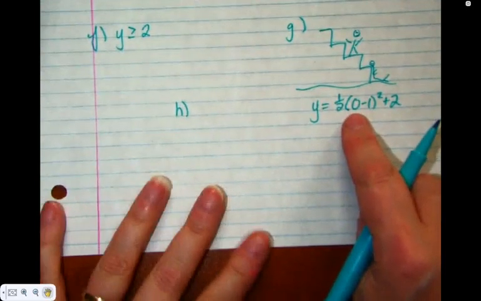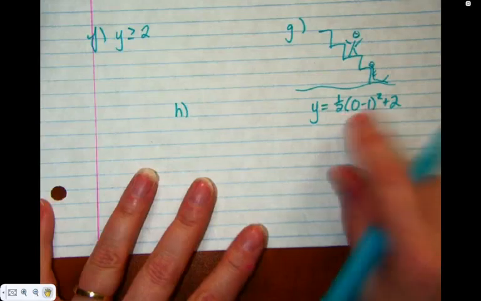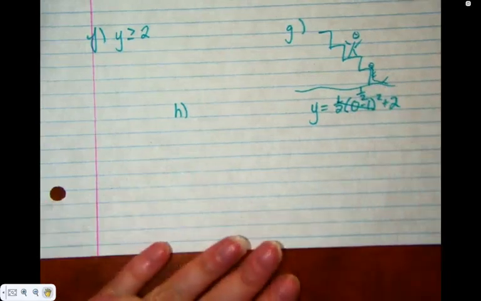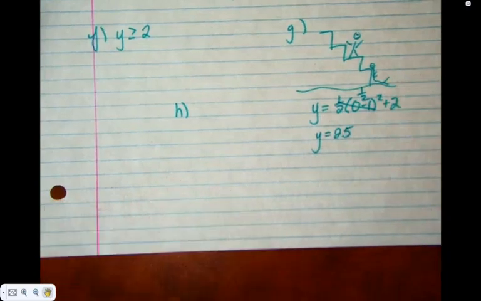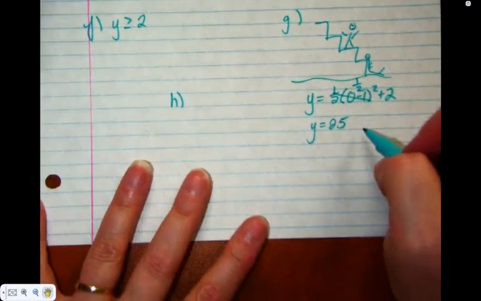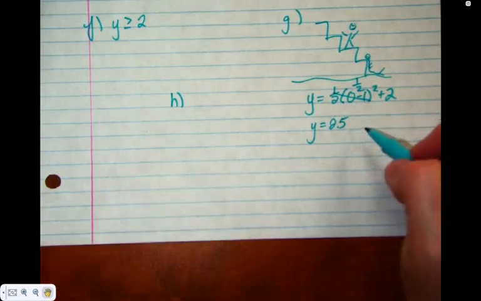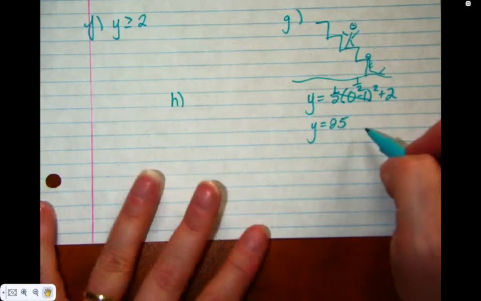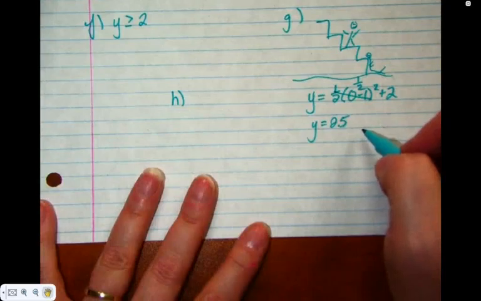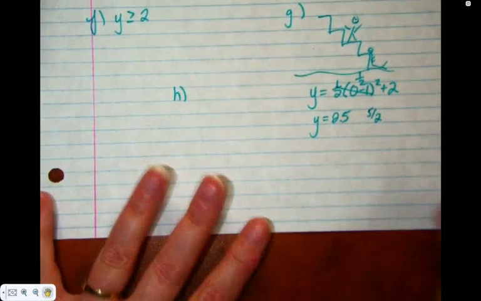0 minus 1 is negative 1. Negative 1 squared is 1. 1 times a half is half. Half plus 2 is 2.5. If you wanted it as a fraction, I would accept that. We wouldn't do mixed. 5/2. I'm a little scared nobody said that.